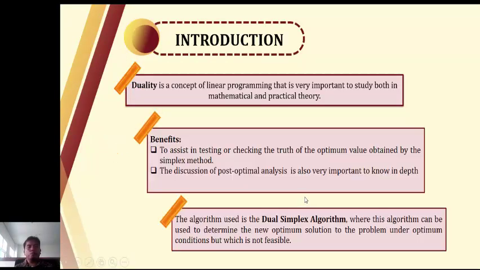Duality is a concept of linear programming that is very important to learn, both in mathematical and practical theory. It is very important for a company to decide on any kind of change, for example, in resources. There are some benefits, and two of them are: first, to assist in testing or checking the truth of the optimal value obtained by the simplex method. And the second is that the discussion of post-optimal analysis is also very important to know in depth.